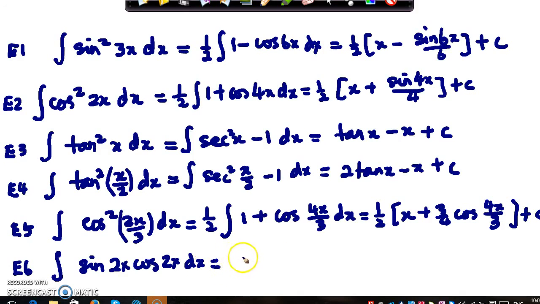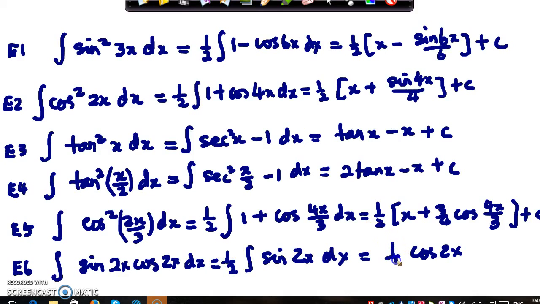Then example 6, notice it's the product of sine and cos, so that was the last identity we covered. So we're going to change it to half sine 2x dx. That gives us negative cos 2x over 2 times half becomes 1/4 plus c. Remember the term starts with a negative sign. So that finishes the first 6 examples.